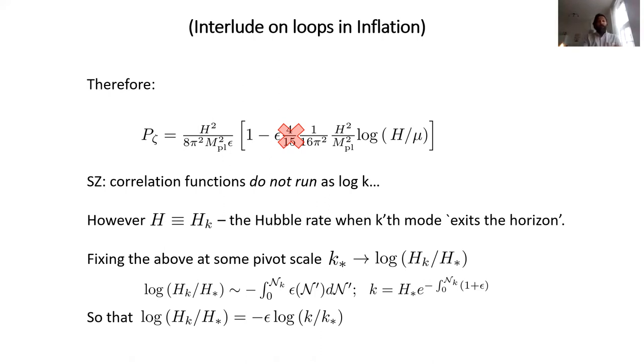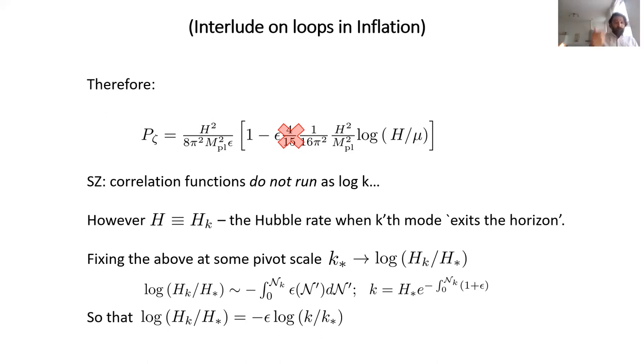But as soon as you're away from de Sitter space, which you have to be in the first place if you're dealing with non-zero epsilon, that running must reappear. Otherwise, quantum field theory doesn't make any sense. And in fact, that running should not be a log H over mu running, it should be log H sub k.